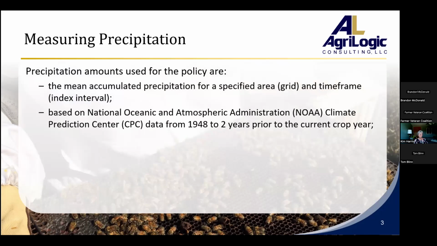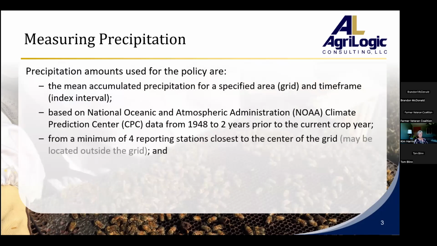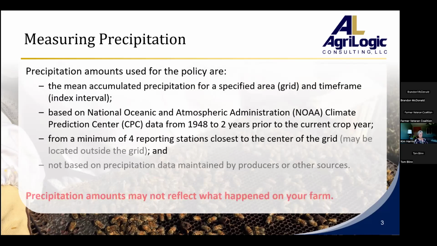All of the precipitation information comes from NOAA's Climate Prediction Center data, and it's from 1948 until 2 years prior to the current crop year. So we're looking at a long data series used to determine what's normal for a grid. The rainfall is from a minimum of 4 reporting stations that are closest to the center of the grid. And the grid is where your acreage or bee colonies are located. The reporting stations may be located outside of the grid, but they're the 4 closest ones.